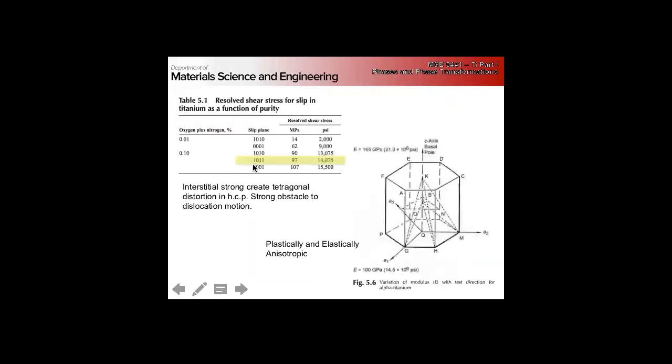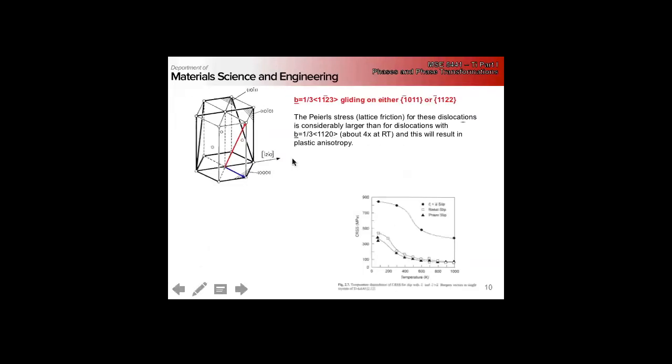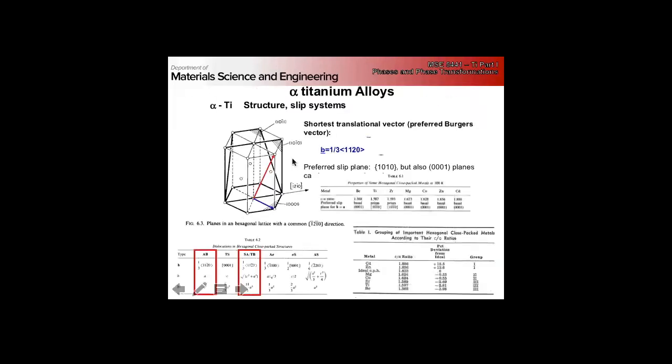This is what I wanted to show. Where is my slide? I lost the slide. Okay. So here we see the difference between, it's 14 versus 62 MPa, for prismatic versus basal slip. So a little more than a factor of 4.